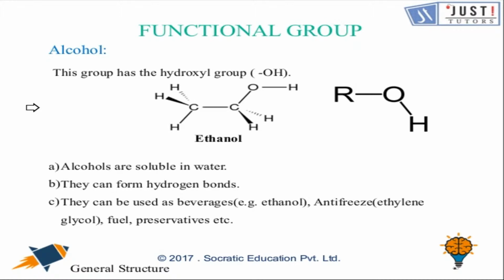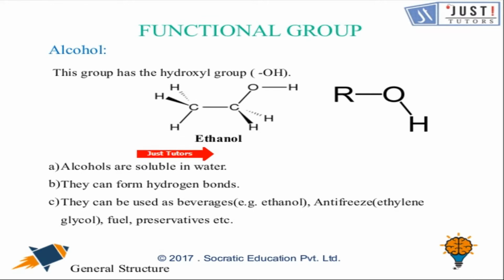Then we have the alcoholic group. As the name suggests, alcohol is used in beverages. It is soluble in water, can form hydrogen bonds, and is used in beverages and antifreezes. You can see here, this is the hydrocarbon group and this is the alcoholic group. One good example is ethanol. It is made from ethane. We know that ethane has the formula C2H6; one of the hydrogens is replaced by the alcohol group, and thus we have ethanol.